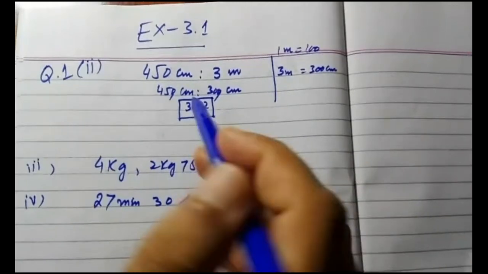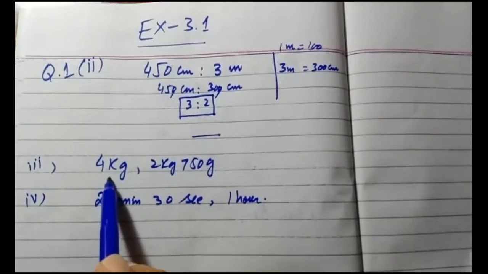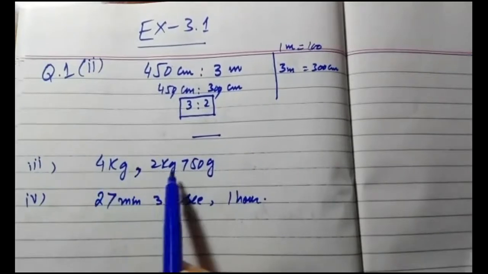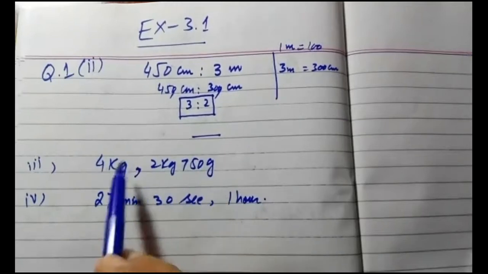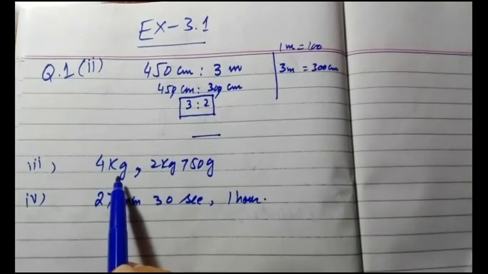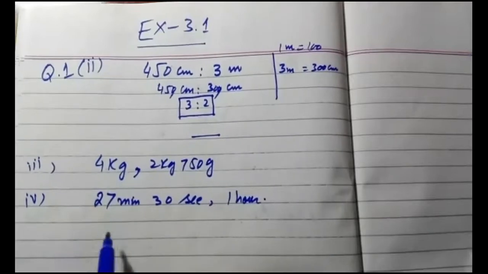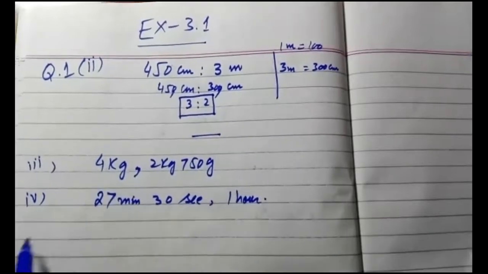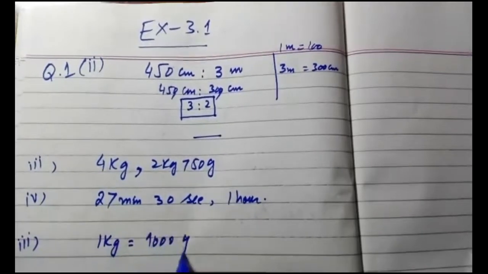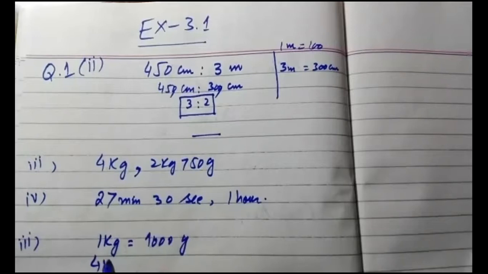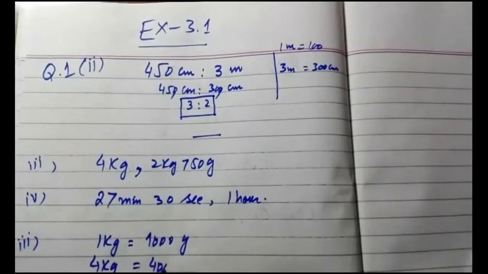In a very similar way, this is the third part: 4 kg, and we have to take its ratio with 2 kg 750 gram. I always prefer and recommend that you convert larger units to smaller units because they will give you some ease in simplifying the question. So for that purpose, I have to rewrite the third part right here. That is 4 kgs. If you convert, you know that 1 kg is equal to 1000 grams. So 4 kgs will obviously become 4000 grams.